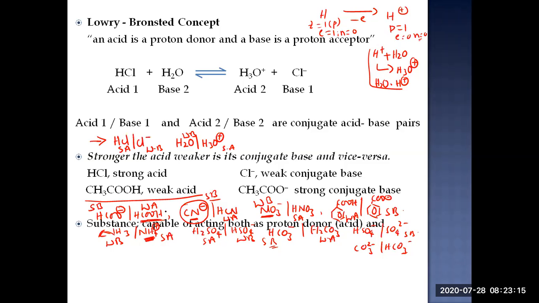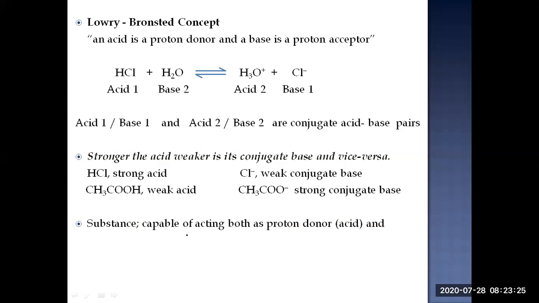Okay, we'll take it further. Substances capable of acting both as proton donor and proton acceptor are called amphiprotic or amphoteric substances. We know substances that donate a proton are acids and those that accept a proton are bases, but certain substances can do both, so they behave like both acids and bases.